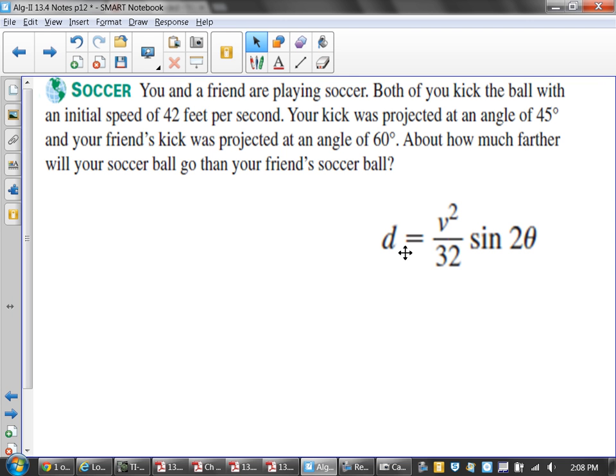Okay. So if this one here, if you're playing soccer, Kayla and I, we're kicking the ball around because we're having a good old time. And we both can kick the ball at 42 feet per second because, you know, we have the instrumentation to measure all that. And not only that, we carry the compass and the protractors around to measure the angles at which we kick things, because that's what you do. And I kick the ball at 45 degrees, and she kicks the ball at 60.